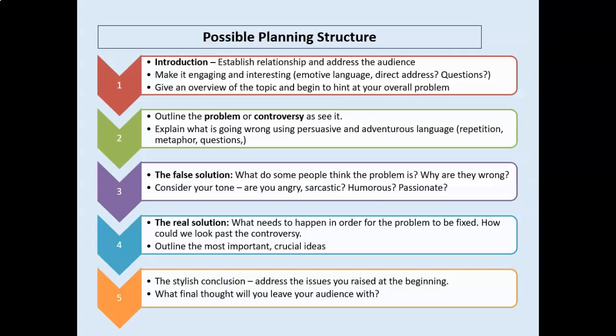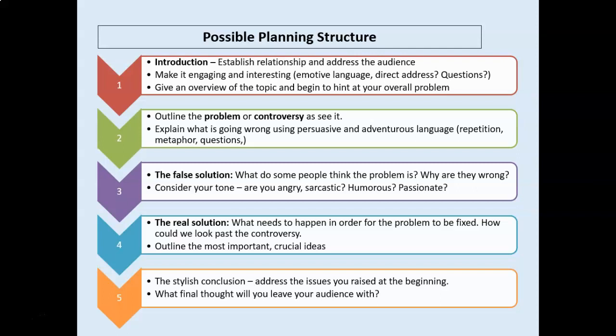Okay, so here's an approach to planning. I'm going to describe this planning approach to you. It's a plan with 5 sections, and after I've described it, you need to pause the video and spend some time planning your piece. So section 1 is the introduction. Here it's mostly about making it engaging and interesting and trying to grab the reader's attention, and thinking about how you're going to establish your ethos. Who are you? Are you a teenager writing this article or a parent writing this article? Give an overview of the topic and begin to hint at your overall opinion.